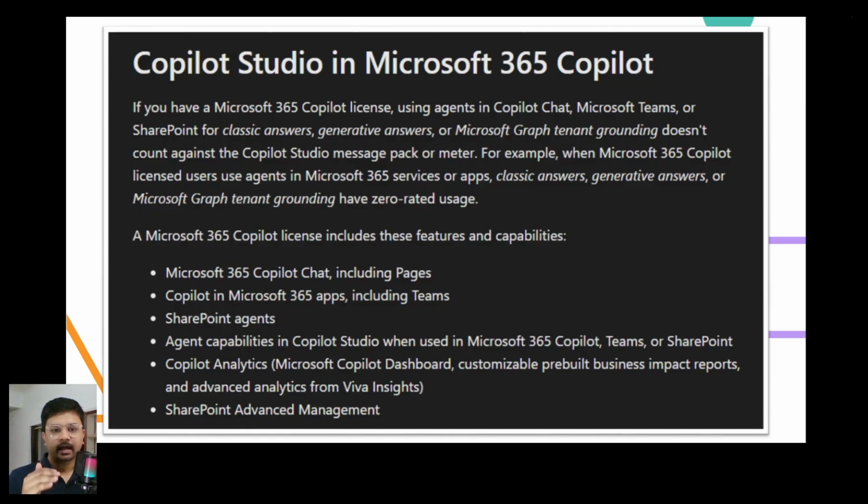So these are the capabilities that you will get when you have the Microsoft 365 Copilot license. The first is M365 Chat, including Pages, including all the M365 apps that are currently supported, including Microsoft Teams as well. SharePoint agents you will get, and agents you can create in Copilot Studio, the full version and the light version.